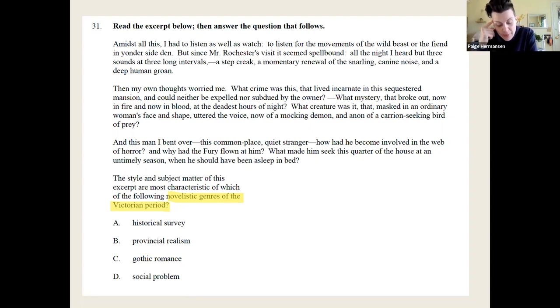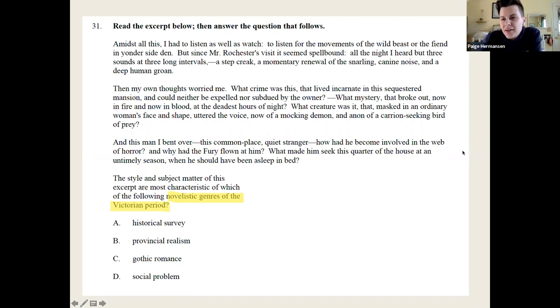But the romantic period as a literary movement focused on individual experiences, this embrace of being lonely and isolated, even the idealization of women and the female form. So where we have this, what creature was it that masked in an ordinary woman's face and shape, uttered the voice now of a mocking demon? There's a fascination with women, this idealization of the individual experience.